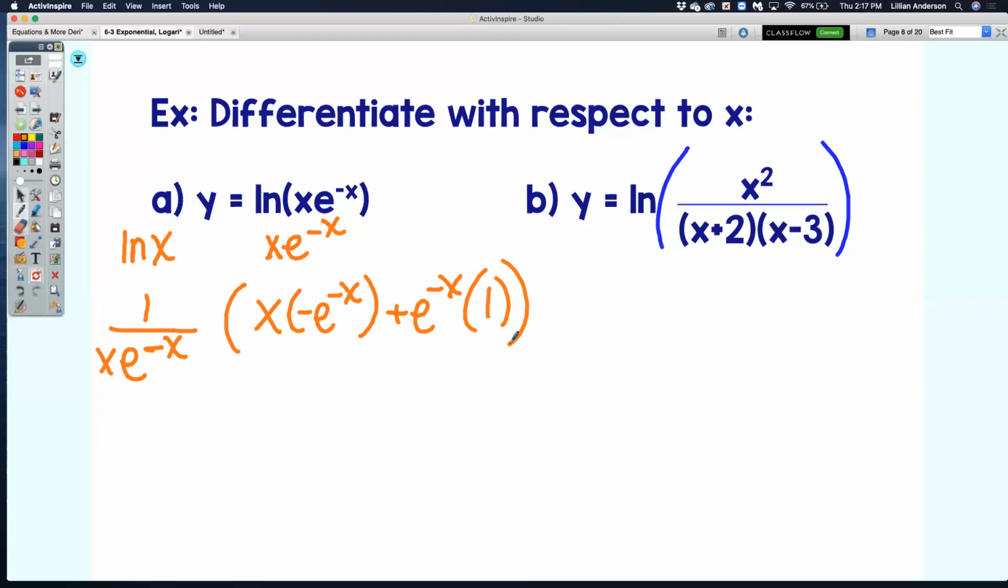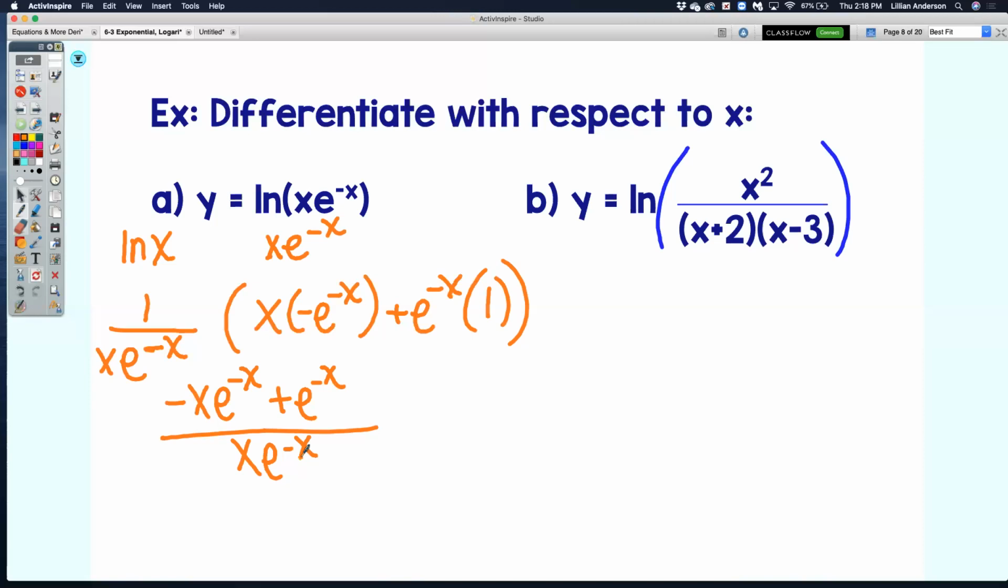Now mind you, all of this that's in that second parentheses is all over 1. So when I multiply it together, I'll get negative x e to the negative x plus e to the negative x all over x e to the negative x. Now that's a lot of e to the negative x's. Actually, every single term has an e. So we can actually simplify this some more.